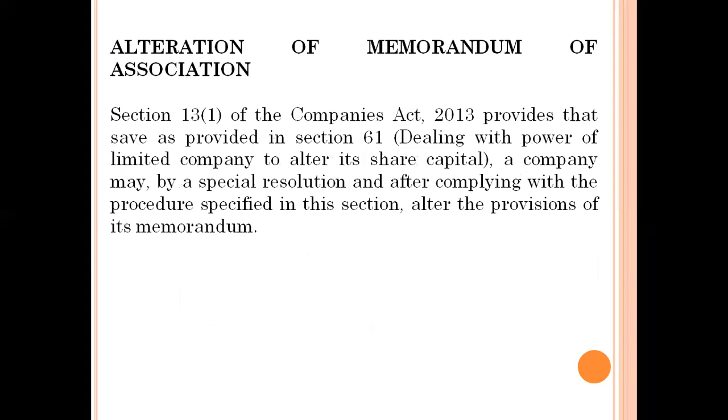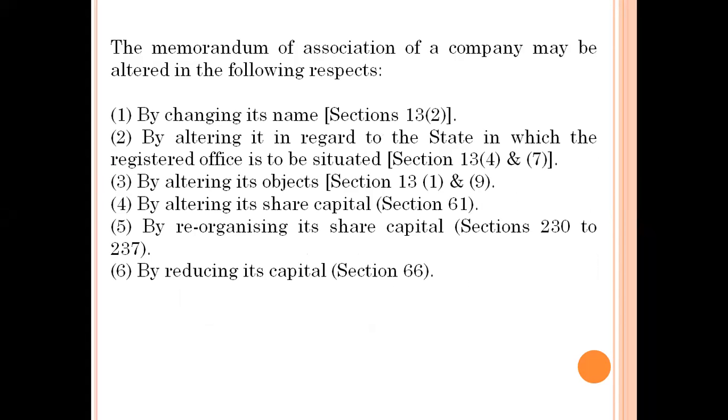And we can alter the memorandum of association as well as the articles of association also. So Section 13(1) of the Companies Act 2013 provides that we can alter the memorandum of association. So what are the things we can alter in the memorandum of association? It is given here.